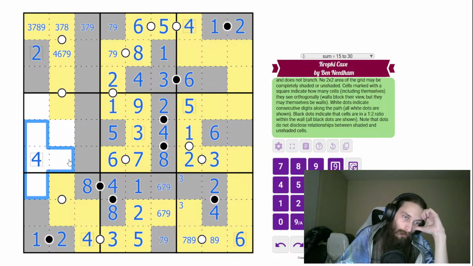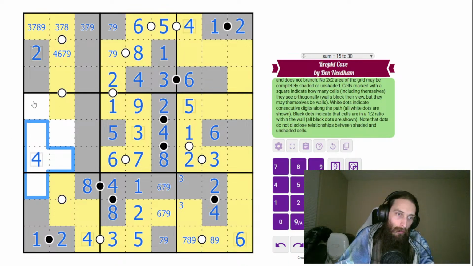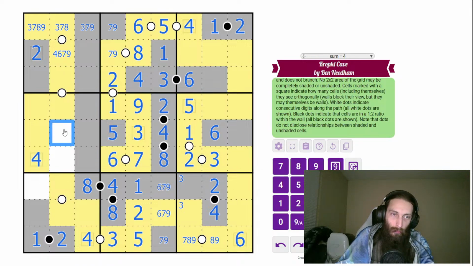Because it can't look like this. Right. Yeah, of these 5, one of them is missing. It can't be this one or that one. So these 2 have to be yellow. And it can't be this one, because then it would be like that. So it has to be this one. No 2x2s, no 2x2s, no 2x2s.